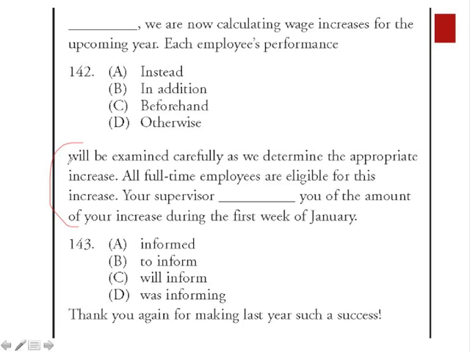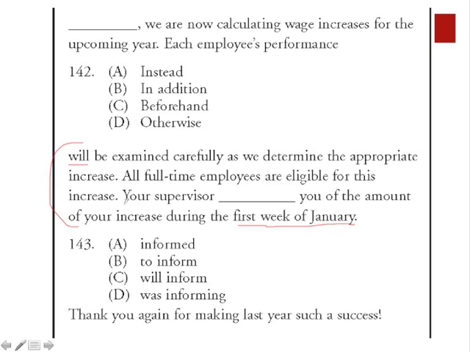Well, with verb forms, one thing I have to pay attention to is the different tenses that we see. For example, I see will. I see the first week of January. It's probably not January now if we're receiving a bonus, or going to receive a bonus, for the previous year. January is probably coming up soon.